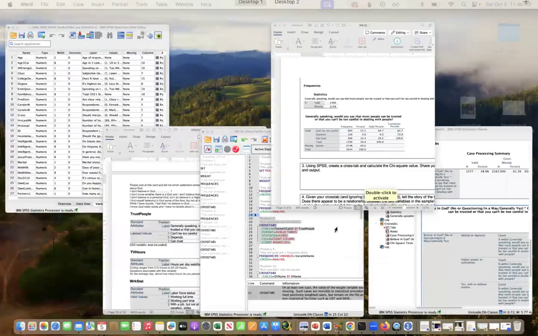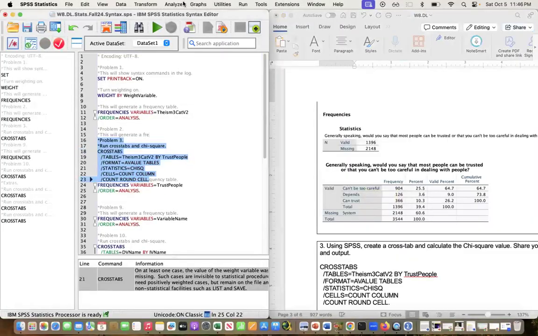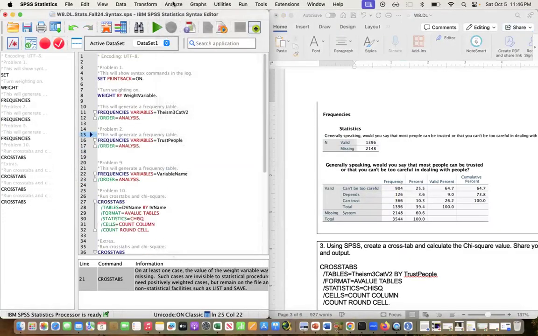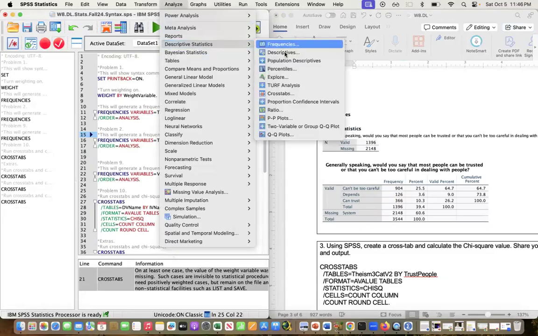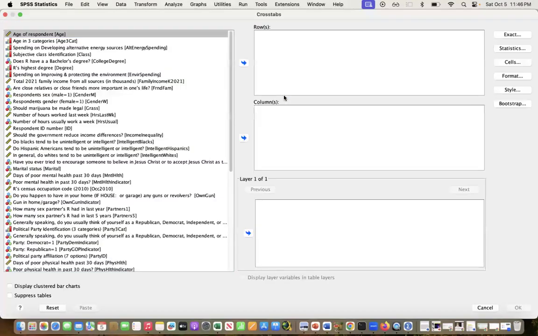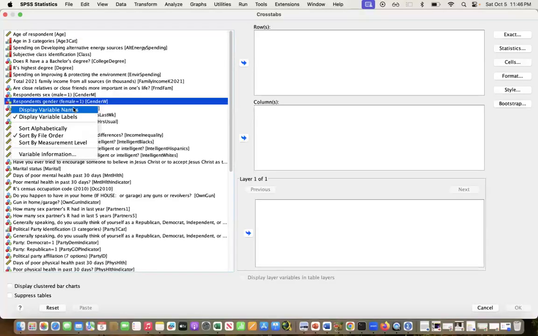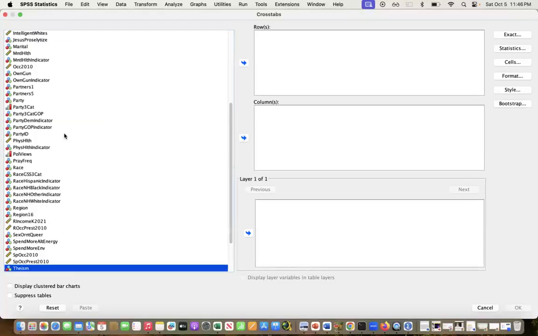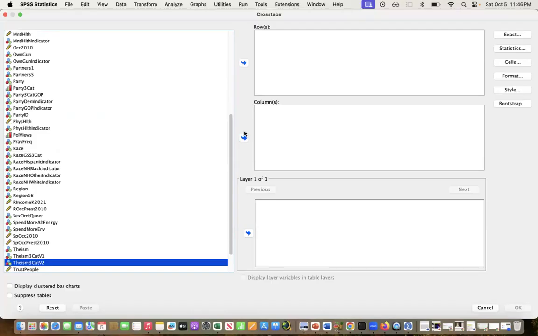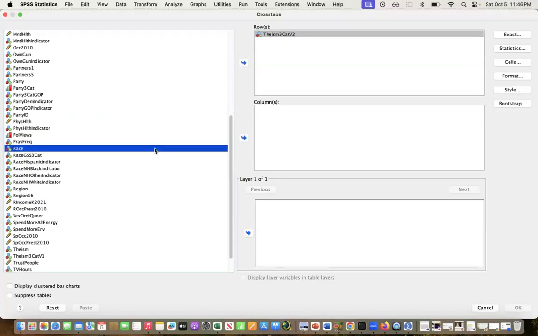If I wanted to use drop-down menus, I could go analyze, descriptives, crosstabs. Now, if I do this, it's a little more complicated because I need to remember to do two things. Let me get my variables in there first. My independent variable is always going in the column, and my dependent variable is going in the row. It's important not to get them switched because we want the column percentages to match the order of the arrangement of these so that we can compare them correctly.